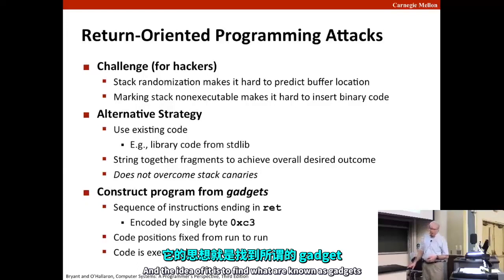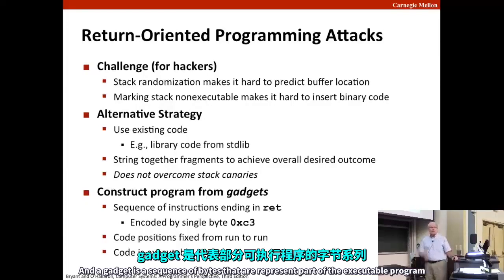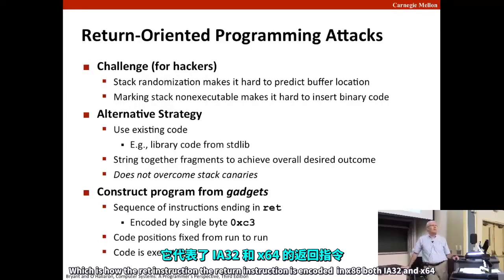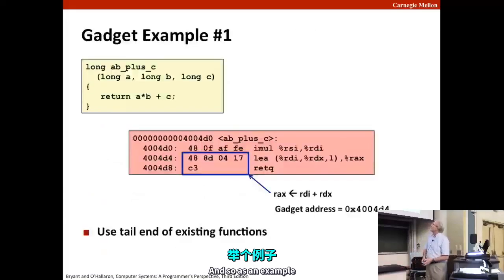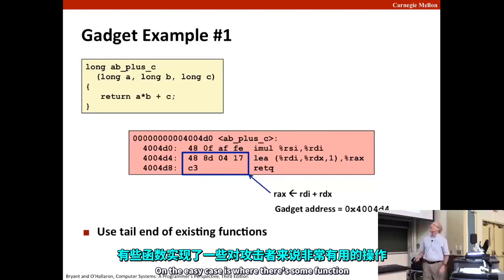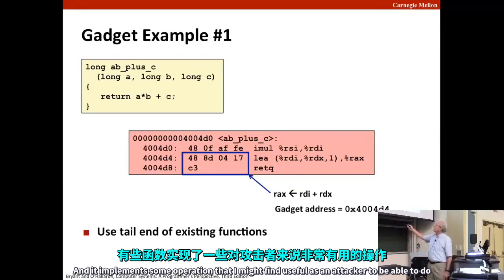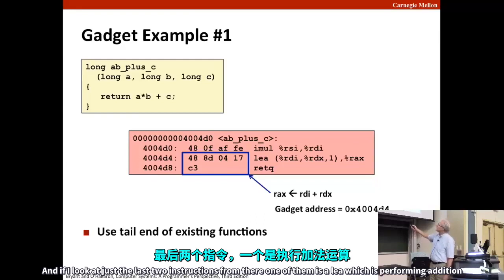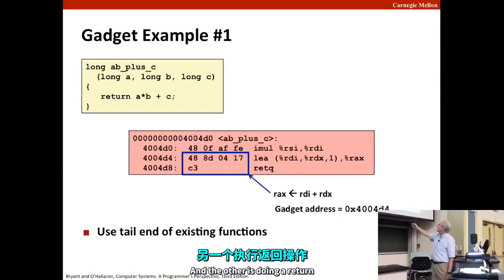And the idea of it is to find what are known as gadgets. And a gadget is a sequence of bytes that represent part of the executable program, where the last byte, this is x86 talking here, has a hex value C3, which is how the ret instruction, the return instruction, is encoded in x86, both IA32 and x86-64. And so as an example, the easy case is where there's some function and it implements some operation that I might find useful as an attacker to be able to do. So for example, this function is computing a times b plus c. And if I look at just the last two instructions from there, one of them is a LEA, which is performing addition, and the other is doing a return.